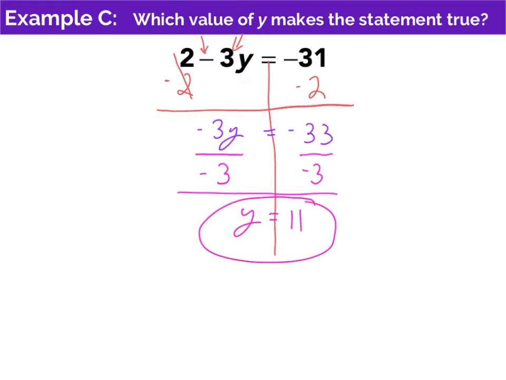You can check this if you'd like. We've talked about checking before. We don't have to do it for every problem if we don't want to, but if you would like to check your answers, you're more than welcome to by substituting it in and making sure you got the answer correct. Now let's take a look at example D.